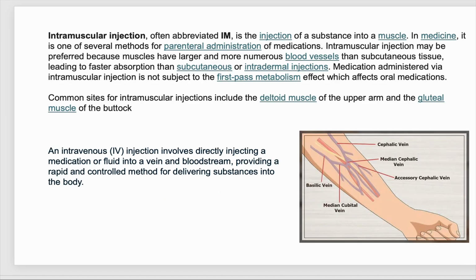Now, intramuscular is directly injected into muscle. It's preferred over subcutaneous because it's faster. Subcutaneous is for slower and sustained absorption. When you inject anything into muscle, it has comparatively faster absorption as compared to subcutaneous. And it's not subject to first pass metabolism as in oral administration. Common sites are the deltoid muscle and gluteal muscles, and there are several other examples as well.